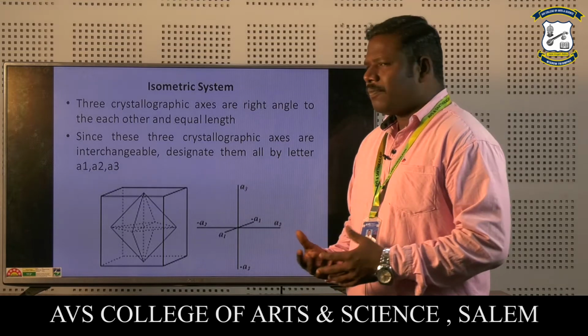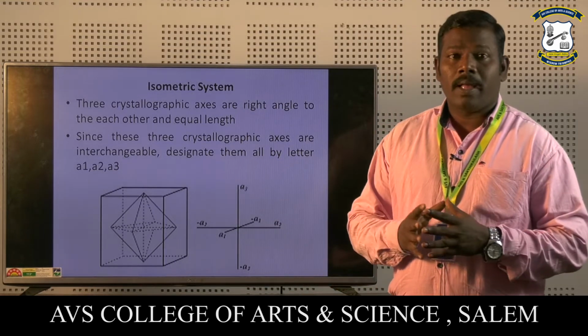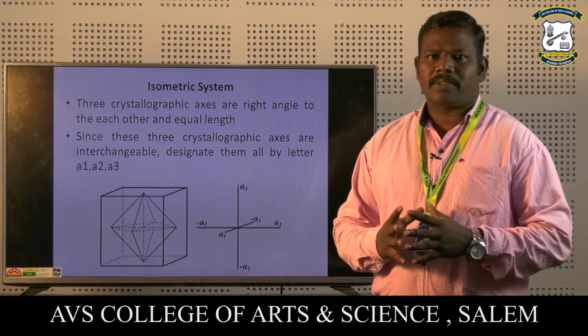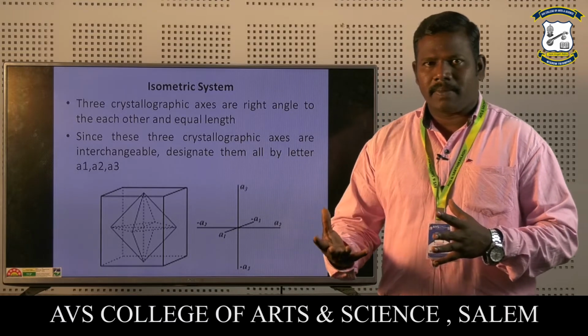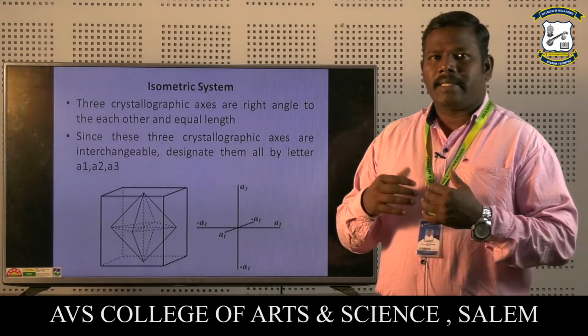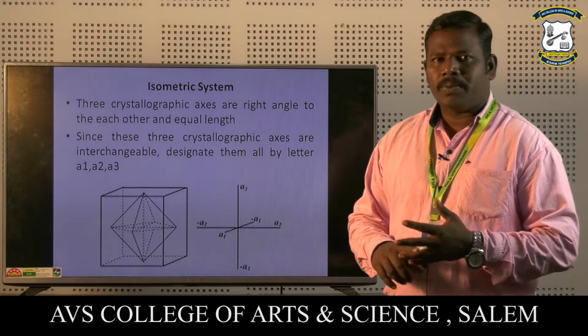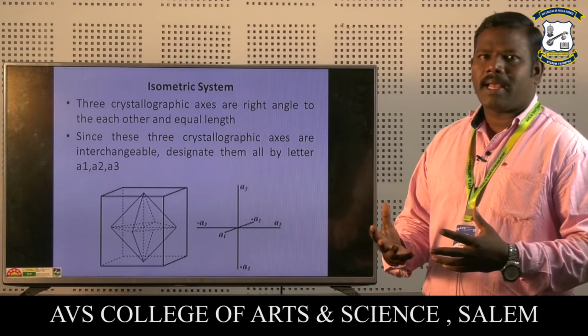In the isometric system, we know very well that all the three crystallographic axes are perpendicular to each other. All the three crystallographic axes are of equal length. They are interchangeable. That's why we designate all the principal crystallographic axes by the letters A1, A2, A3 respectively.